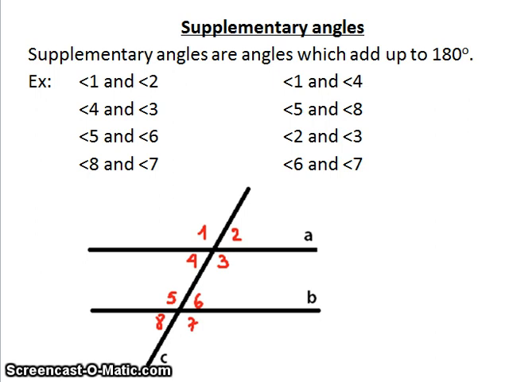Second is supplementary angles. Supplementary angles are angles which add up to 180 degrees. For example, angle 1 and angle 2, as you can see, they add up to 180.